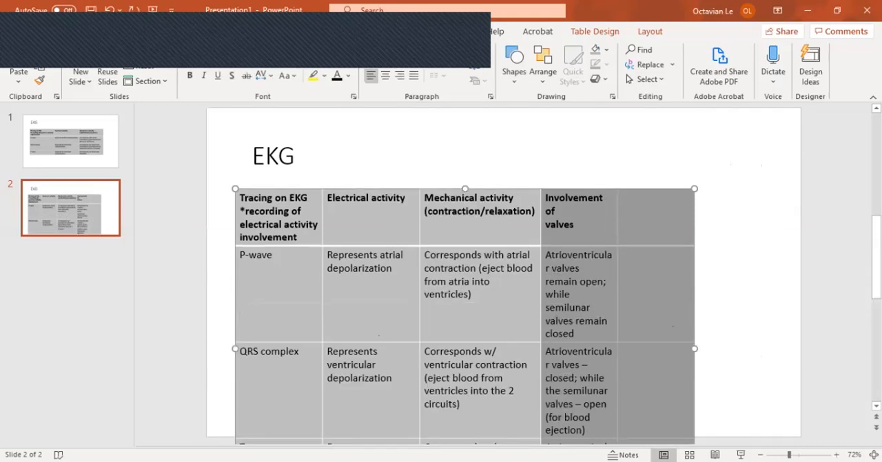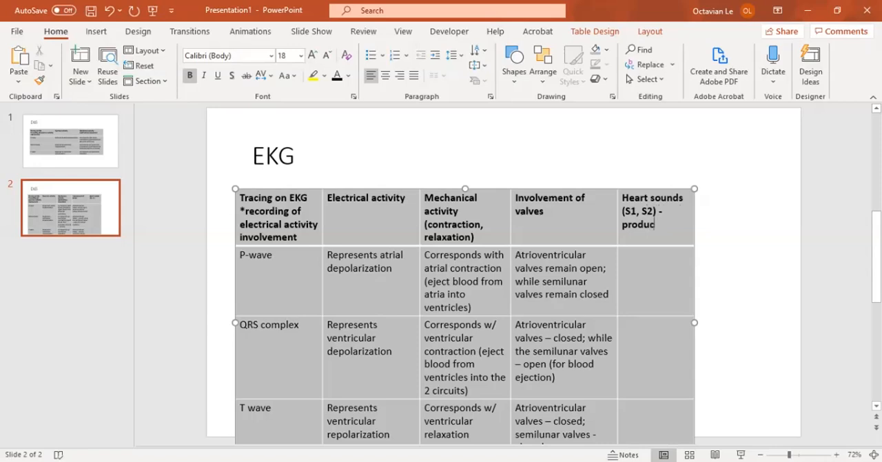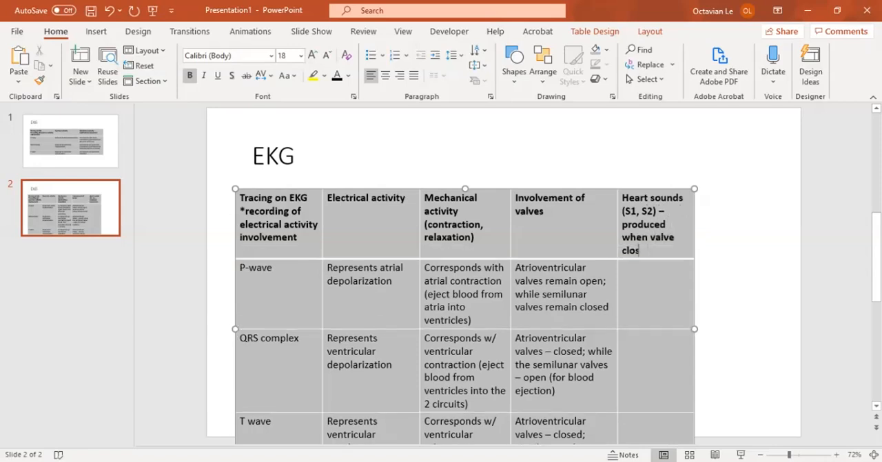Okay, good. So now with this column, what I'm going to do next, this has to be perfect. With the column, I'm going to add a few things to this. And I am going to move the column over. And the last one, I will put heart sounds. S1, S2. As you know, the heart sounds are produced when the valve closes.